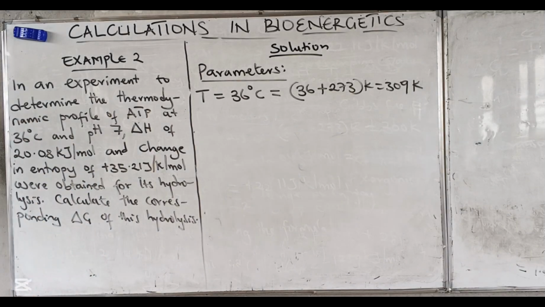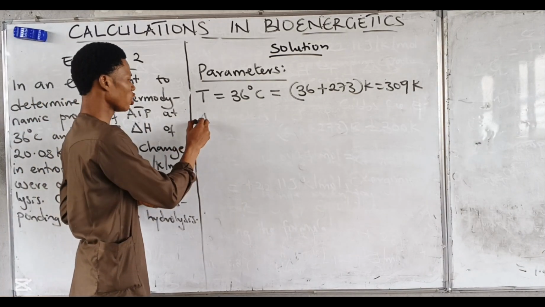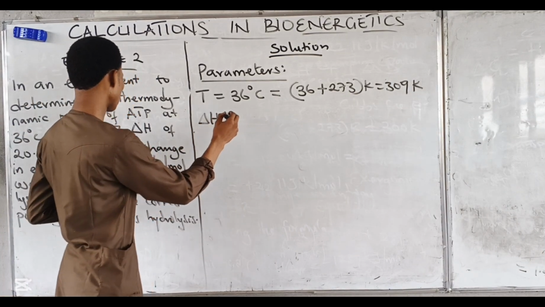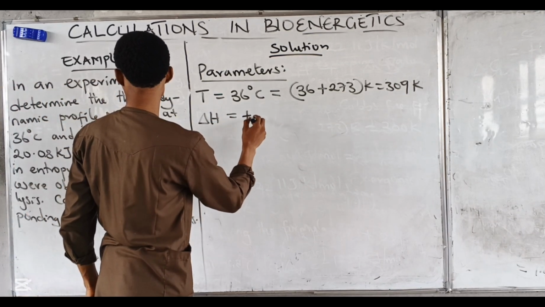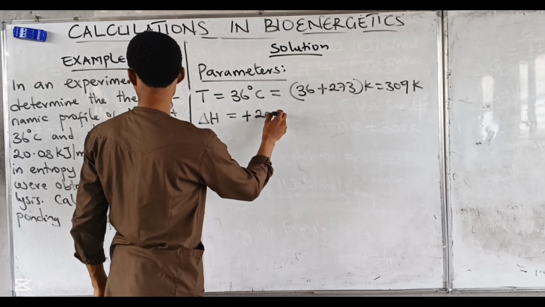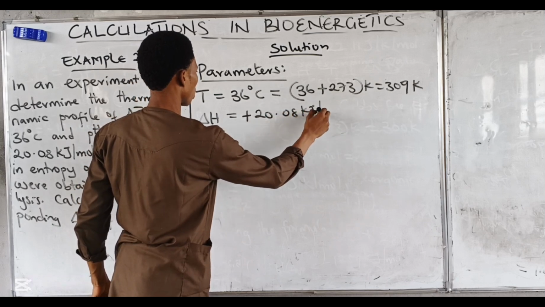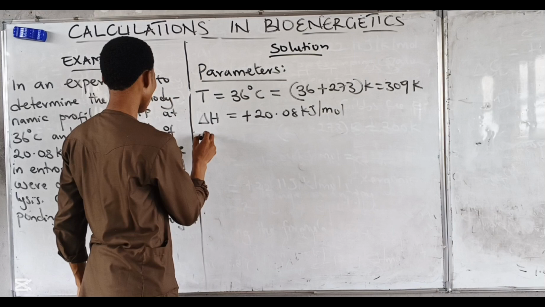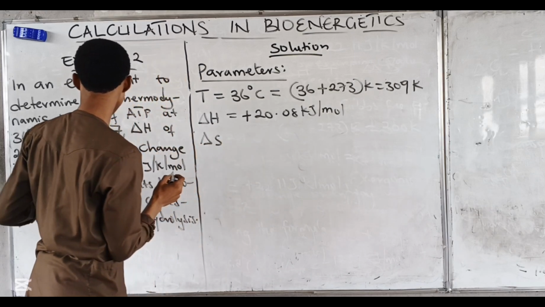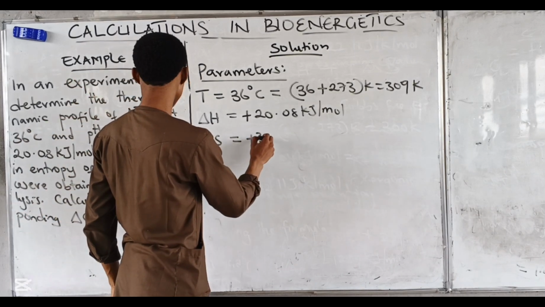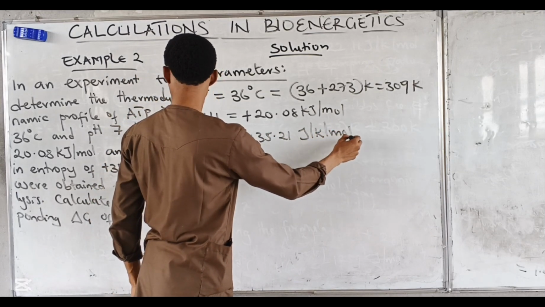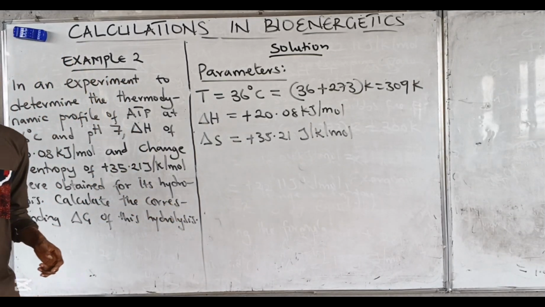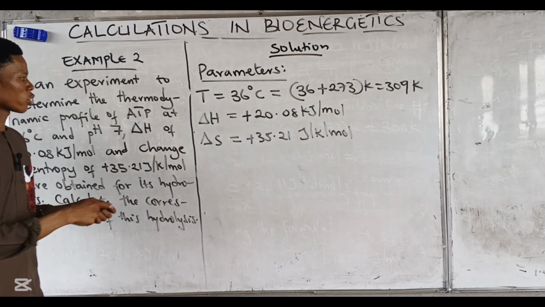Understood? Now the next thing we're given is delta H. So we're given delta H as, is it plus or minus? 20.08 kilojoules per mole. And we're given delta S, that is change in entropy, as plus 35.21 joules per Kelvin per mole. And what were we asked to calculate? We're asked to calculate delta G.